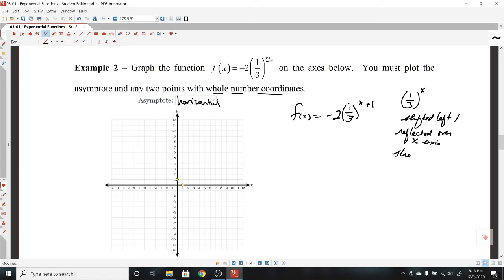And then stretched vertically by 2. Okay. All right, so let's talk about the asymptote. Let's talk about everything else here. So first of all, because there's no vertical shifting of the graph, my asymptote is still going to be the x-axis.